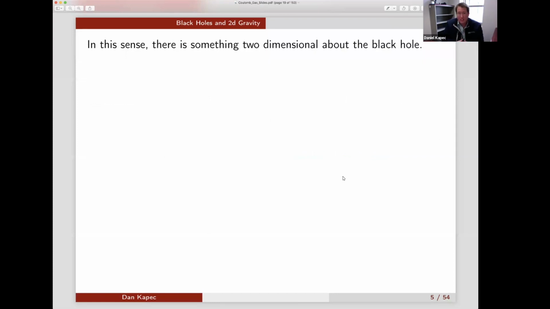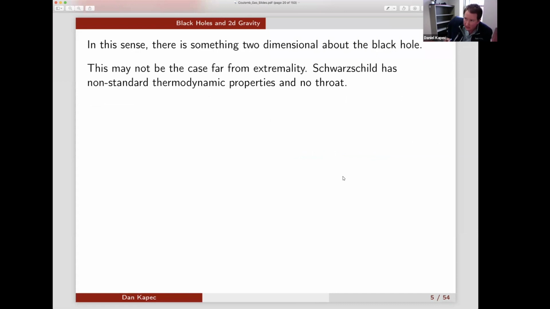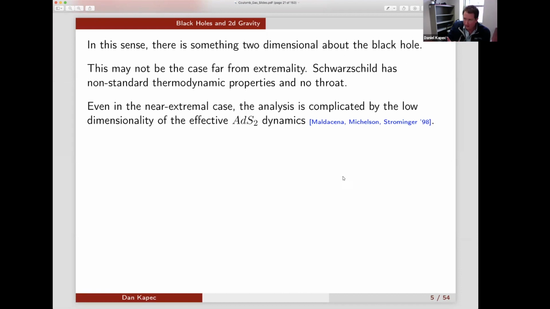So in that sense, there is something two-dimensional about the black hole. Now, that might not be the case far from extremality. I don't think we really know. Schwarzschild certainly doesn't have a throat, and it also has pretty non-standard thermodynamic properties that you might imagine are difficult to reproduce with a non-gravitational system. But putting that aside, even in the near extremal case, there are complications, essentially because of the low dimensionality of the effective AdS2 throat.